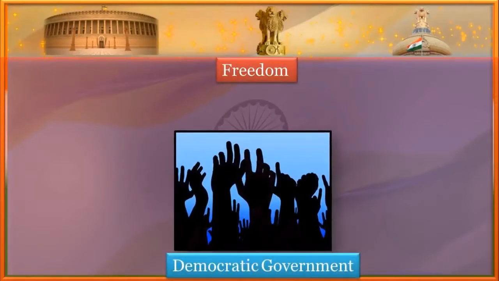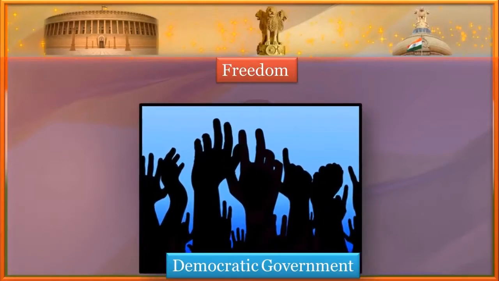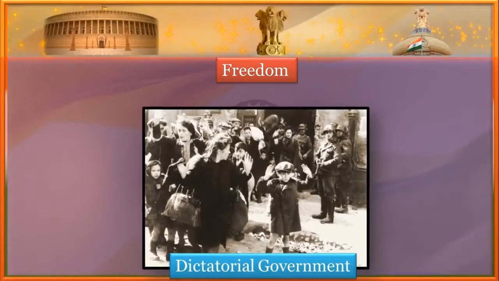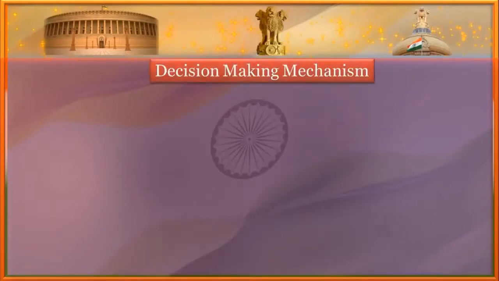Government, people have the freedom to express their opinion fearlessly, while in a dictatorial government, people are not free. They must act according to the dictates of the rulers. Decision-making mechanism. In a democracy, government is not run according to the whims of the rulers.